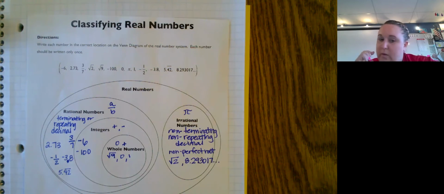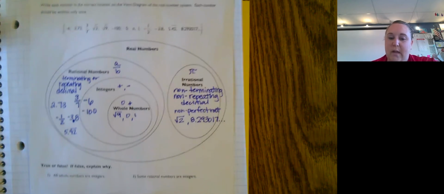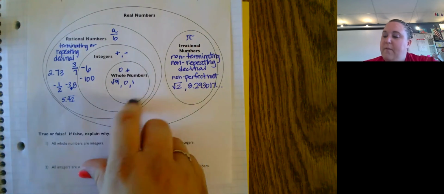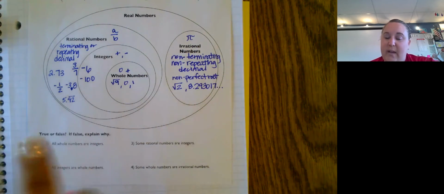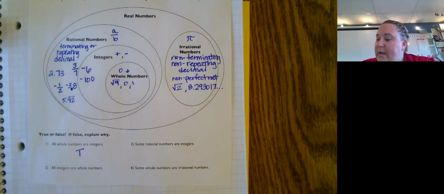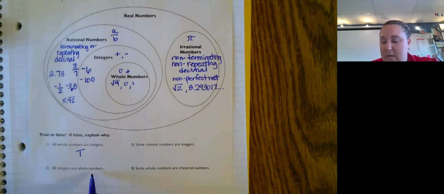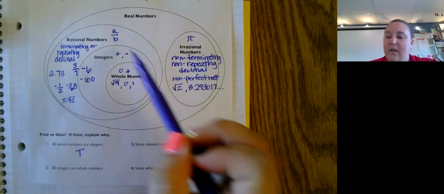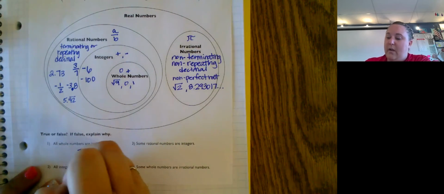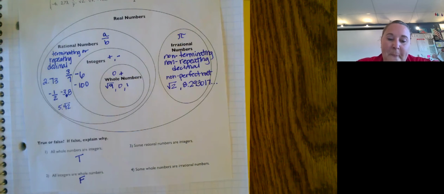All right, so now looking at the true or false on the bottom of this page. All whole numbers are integers. Is that true or false? If you see the whole numbers fall into the set of integers, that is true. All integers are whole numbers. So everything in the integers category isn't necessarily a whole number. That's false because negatives do not go into our whole numbers.